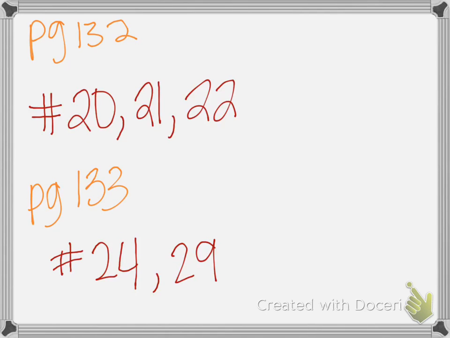Okay, so the ones that I want you to do individually, please. On page 132 is numbers 20, 21, and 22. Those are all the division problems we just tried. And then on page 133, I want you to try numbers 24 and 29, which are kind of word problems, but kind of not. So just go ahead and give those a shot.